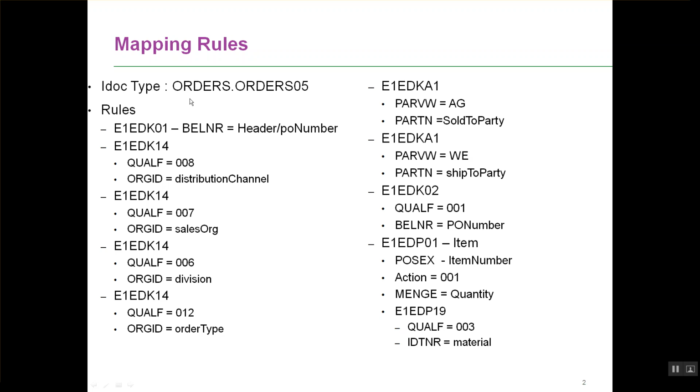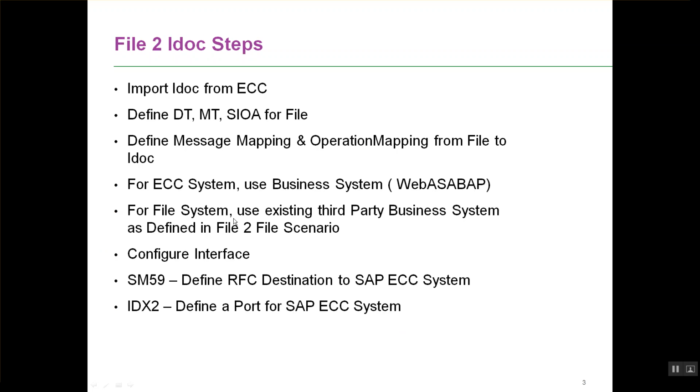So we will be doing a back and forth. Nothing to worry about that, but we will be doing a back and forth. When we are building the mapping, we will look at each of these fields, each of these line items, and perform our mapping rules. What are the typical steps that we will be doing? The first step we will be doing is importing the IDOC from ECC.